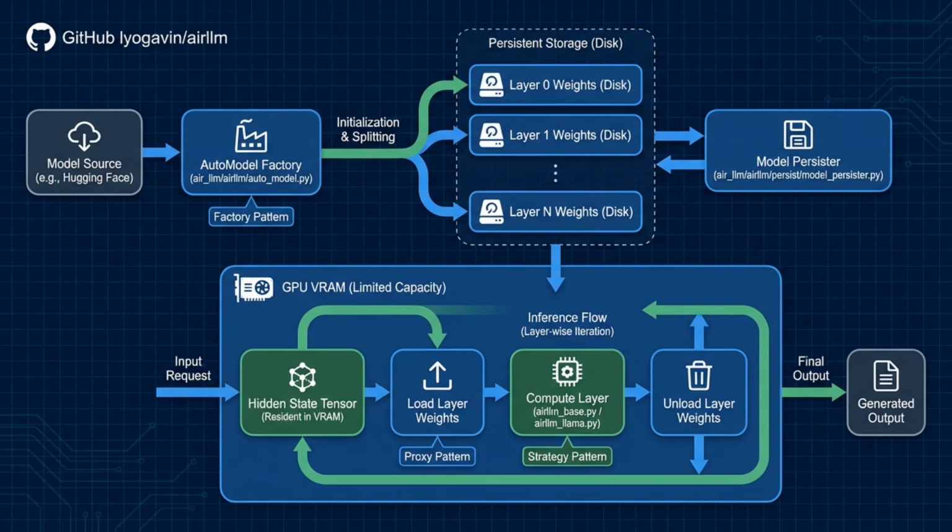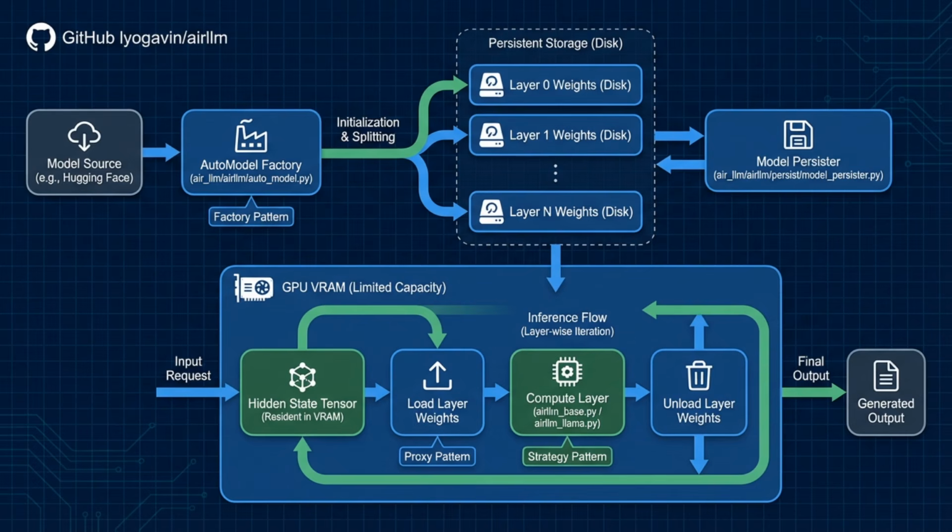airllm's architecture uses a technique that's a lot like on-demand paging, but for model layers. Here's the process. First, it pre-processes a large model, splitting it into individual layer files that get stored on disk. Then, during inference, only the single layer needed for the current computation is loaded into the GPU's VRAM. As soon as that calculation is done, the layer is immediately unloaded, making space for the next one. Think of it like reading a very large book one page at a time, instead of trying to hold all the pages in your hands at once.